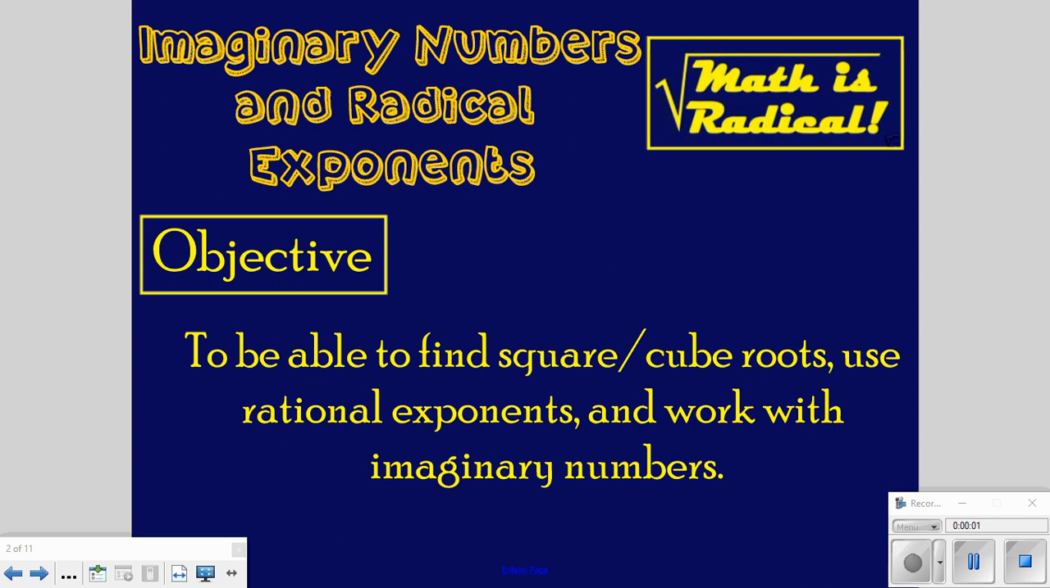Hello once again. Welcome to our final unit of the school year, the radicals unit. Today we are going to be talking about imaginary numbers and radical exponents. Our objective for today is to be able to find square and cube roots, use rational exponents, and work with imaginary numbers.